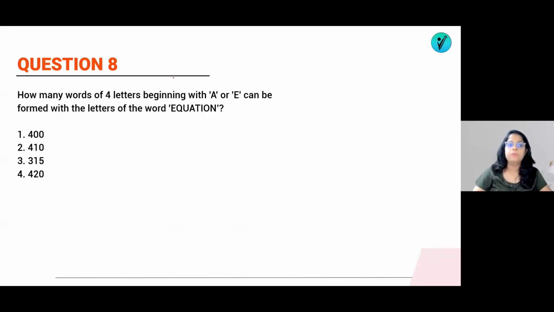Next question is of the permutation. What are they saying in this? How many words of 4 letters beginning with A or E can be formed with the letters of the word equation? So in this word, how many letters are there? 1, 2, 3, 4, 5, 6, 7, 8 letters are there, right? And what are they saying here? We require a 4 letter word and it should start with A or E.